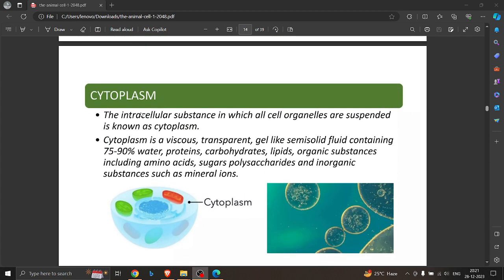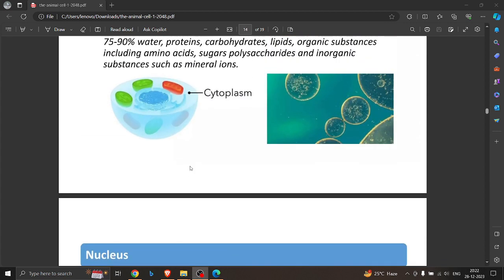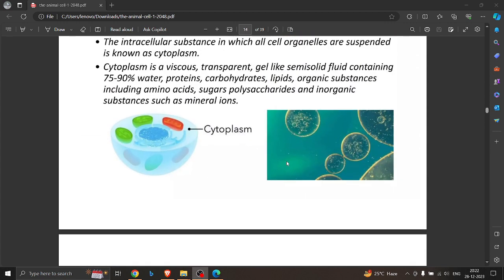Now, coming to cytoplasm, the intracellular substance in which all cell organelles are suspended is known as cytoplasm. Cytoplasm is a viscous, transparent, gel-like semi-solid fluid containing about 75 to 90% water, proteins, carbohydrates, lipids, organic substances including amino acids, sugars, polysaccharides, and inorganic substances such as mineral ions. This is a diagram which shows the cytoplasm.